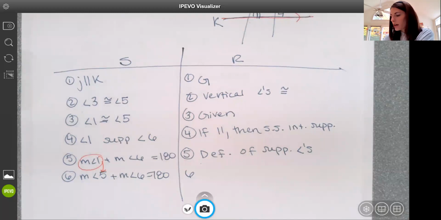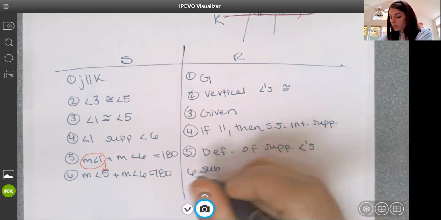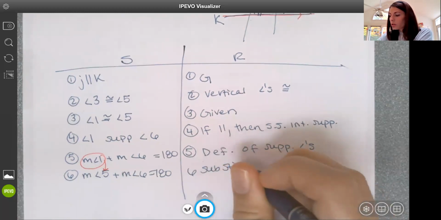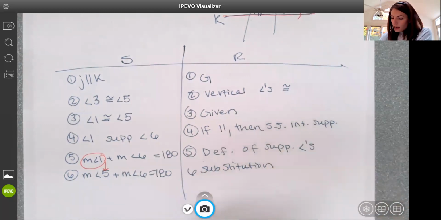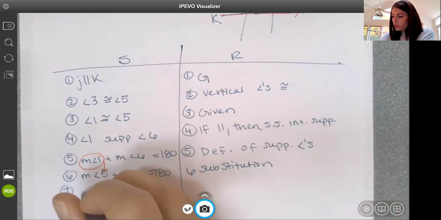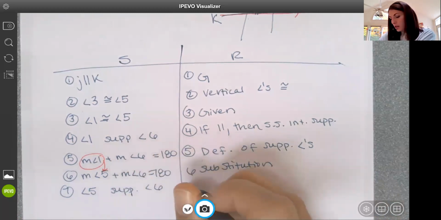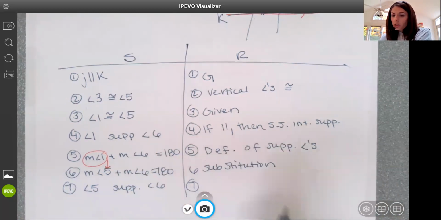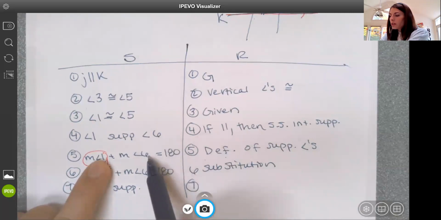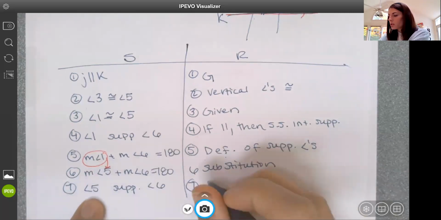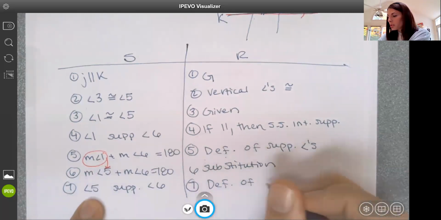What did they do from 5 to 6? Substitution, and they had given you this step, but you had to fill in over here. Substitution. And then they give you the next step, which says angle 5 is supplementary to angle 6, which, using their example up above, is just kind of the backwards of this. So we're still going to just use the definition of supplementary here.